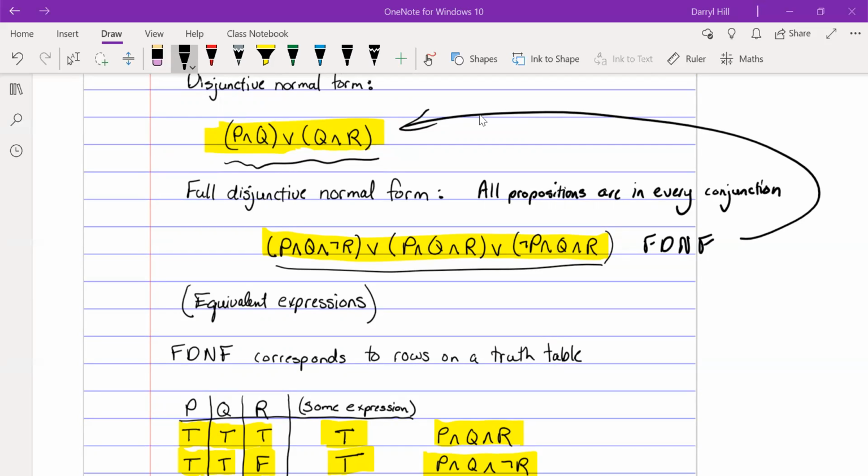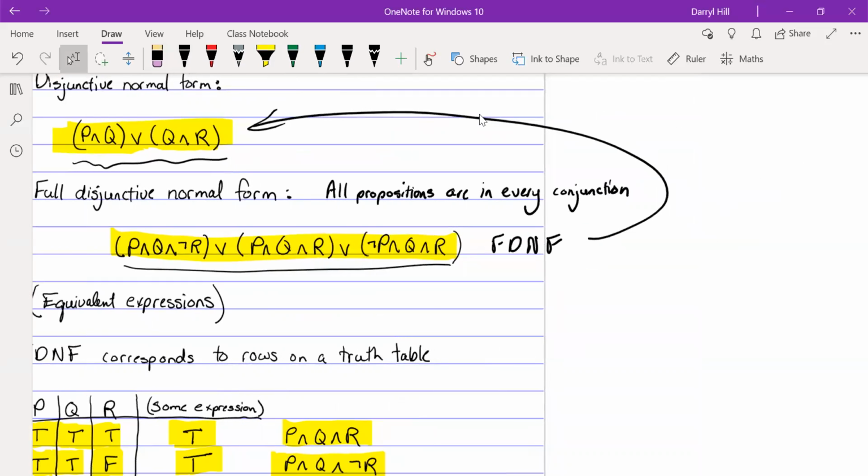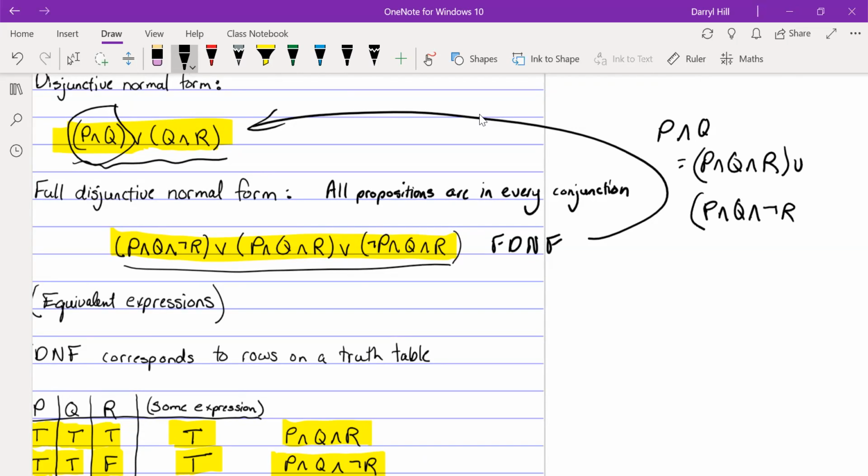To go from this to here, I take each term and then I add. So for instance, if I take this one here, P and Q, and I want to turn that into a full disjunctive normal form, then that's equal to P and Q and R, or P and Q and not R. When we did it on the assignments, we took every single step. You introduce some true value, turn it into R or not R, and then distribute it over the term. But it's fairly simple once you know those steps to just go straight from this to here.